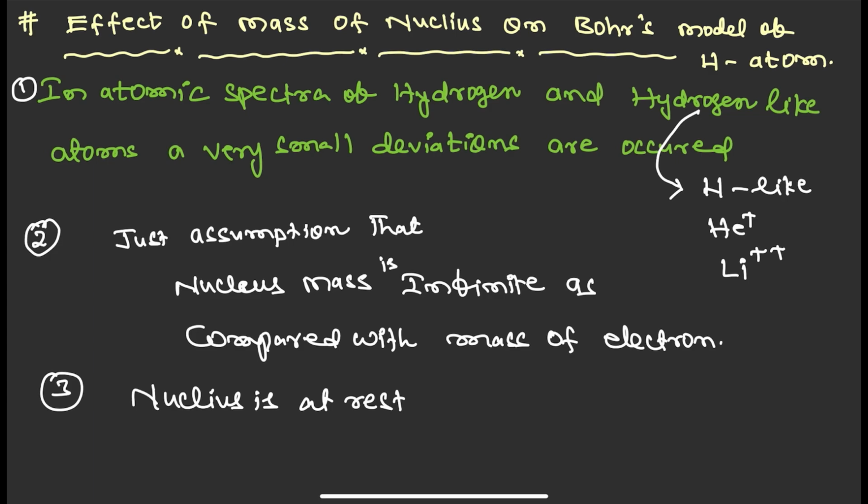If the nucleus is at rest, then here only these theoretical conditions we are talking about. So the nucleus is at rest with respect to the electron. Next one, what is the actual situation? Let us see that.